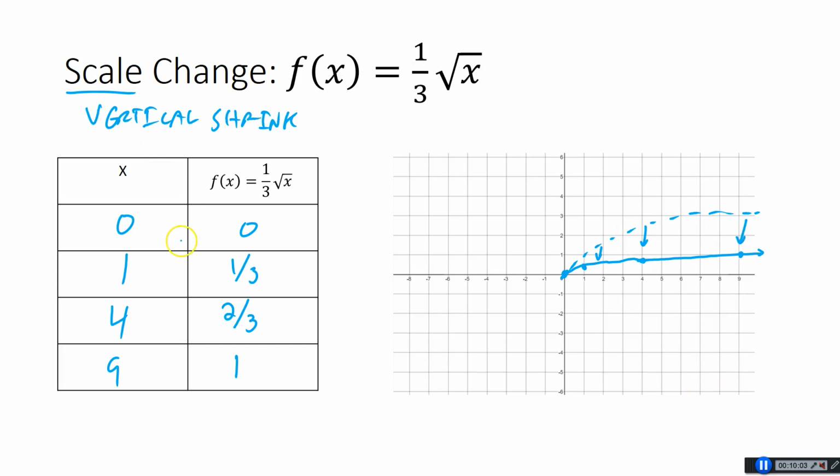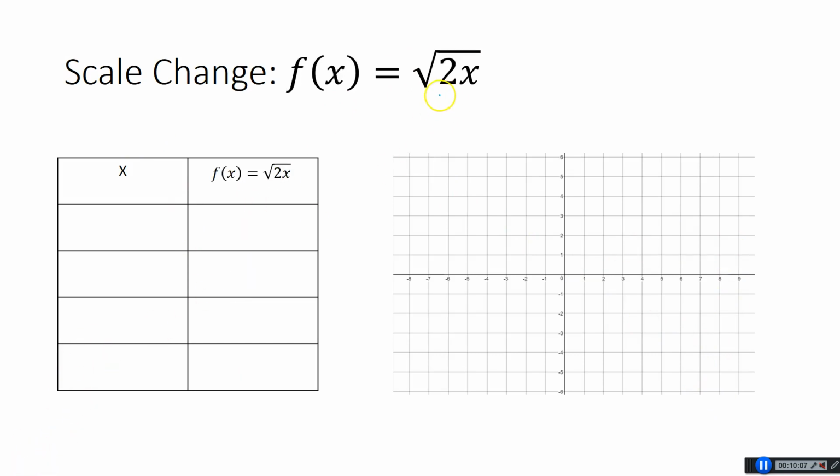Okay, so 1/3, vertical shrink on the outside there. Now let's see what happens if we're on the inside. So this time, in order to get good root values, what am I going to have to do to my x's? Well, it's not going to be doubling them, right? If you double the x's, then we get them even bigger. I need them to be half.